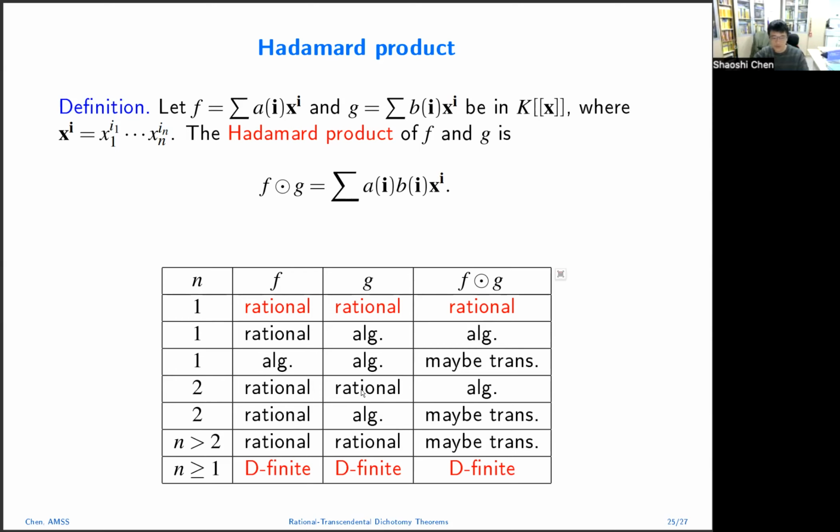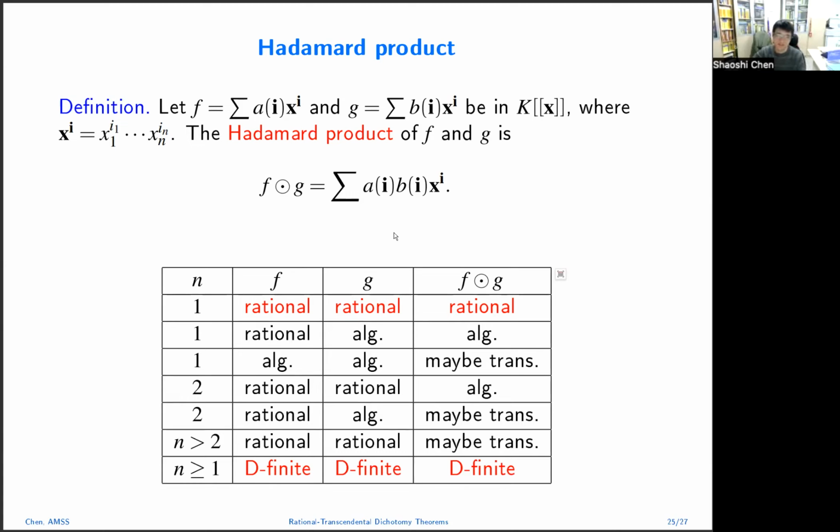In the bivariate case, the Hadamard product of two rational power series is in general algebraic. And if you replace rational by algebraic, even in the bivariate case, this may be transcendental. But there is a very deep result in the class of D-finite power series: definiteness is closed under taking the Hadamard product. Which means the Hadamard product of any two D-finite power series is still D-finite. So D-finiteness is stable under the Hadamard product.